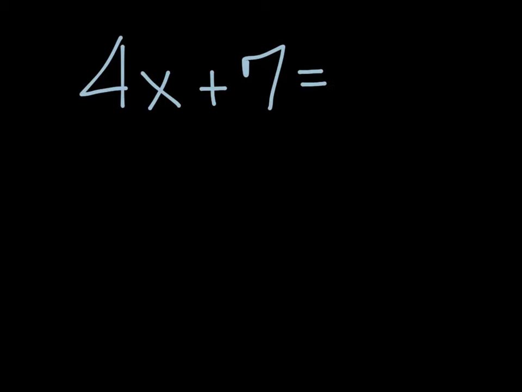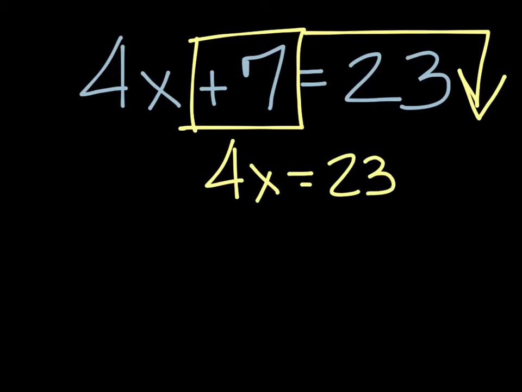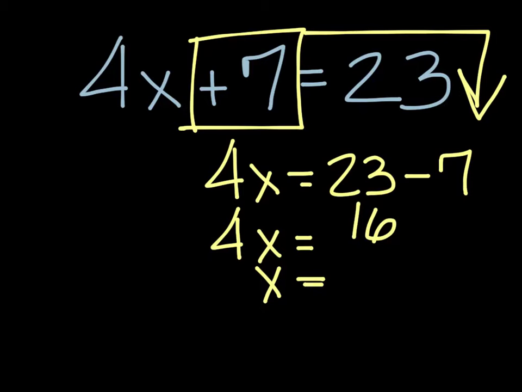Bring this one up to me. Step 1 on this is you must move this over to the right side and make it minus. So you have 4x equals 23 minus 7. What is 23 minus 7? 16. What do I do next? 16 divided by 4, and the answer is 4.